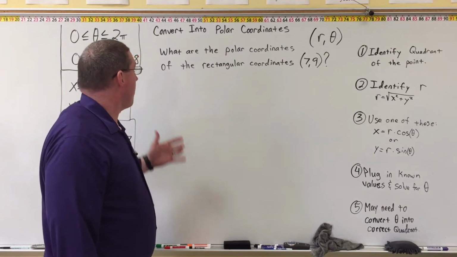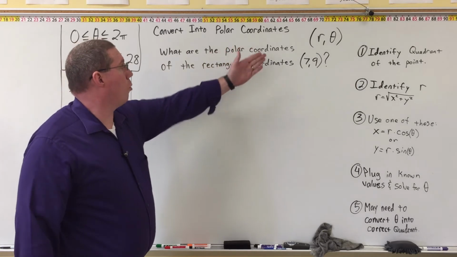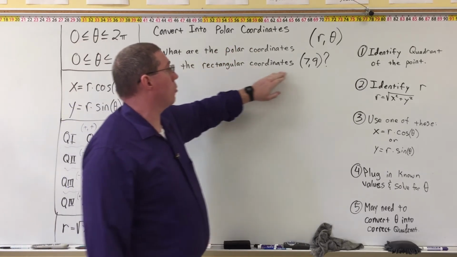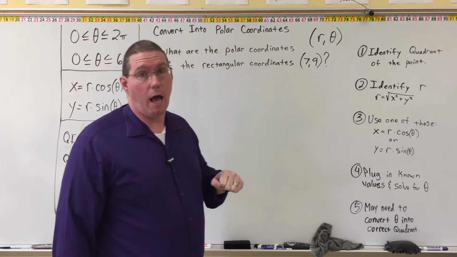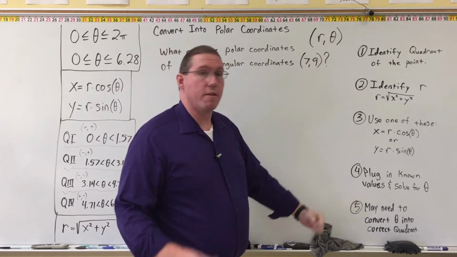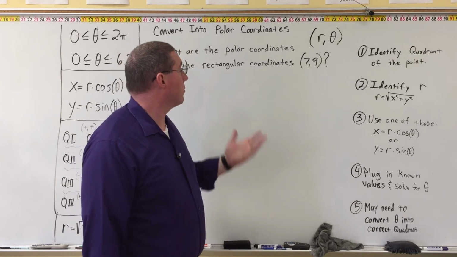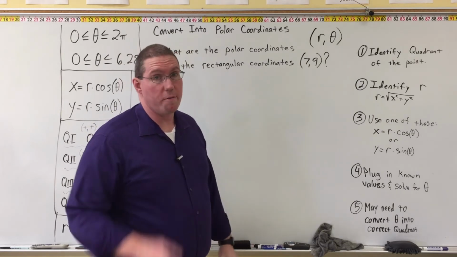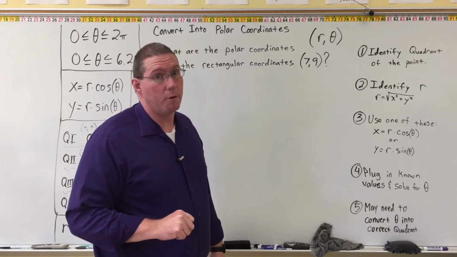All right, so here's an example. It says, what are the polar coordinates of the rectangular coordinates 7, 9? Why don't you pause the video, go through these 5 steps, and see if you can figure out the correct polar coordinates. Make sure your calculator is in radian mode. Okay? Go.